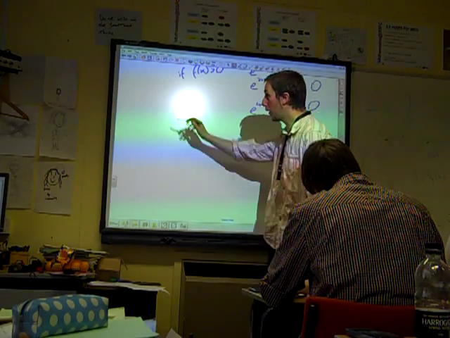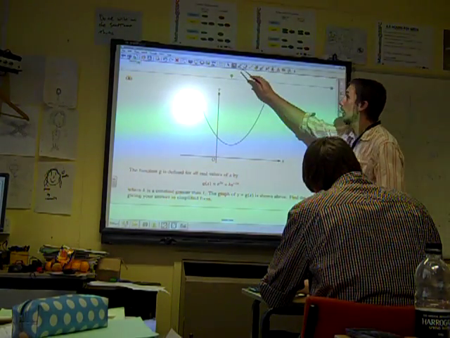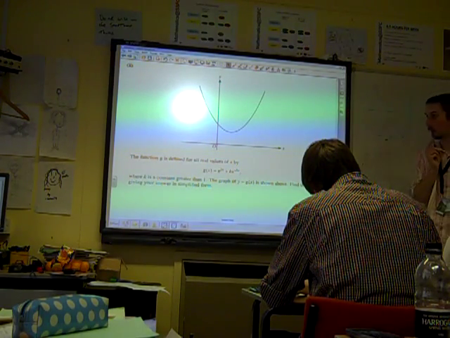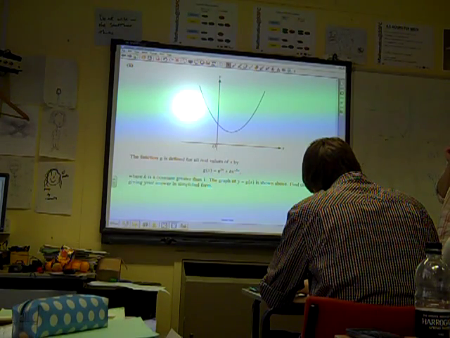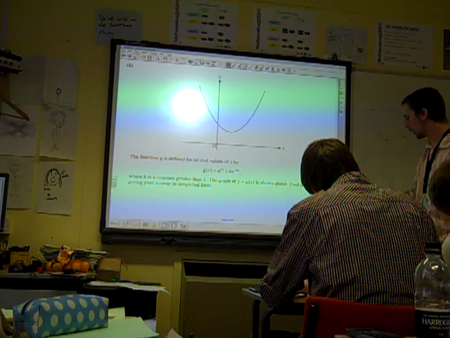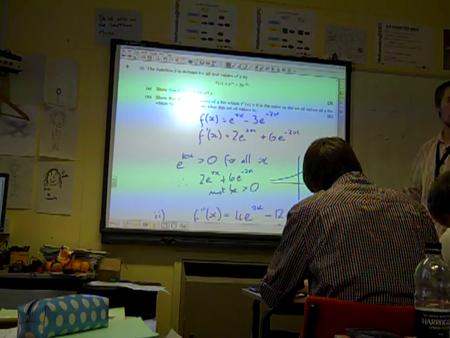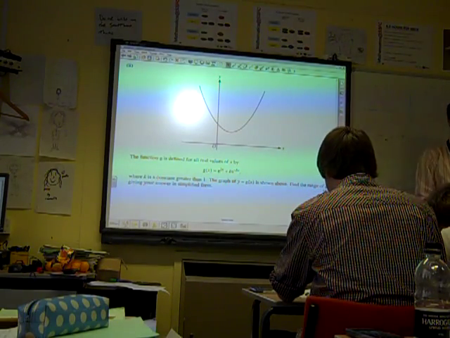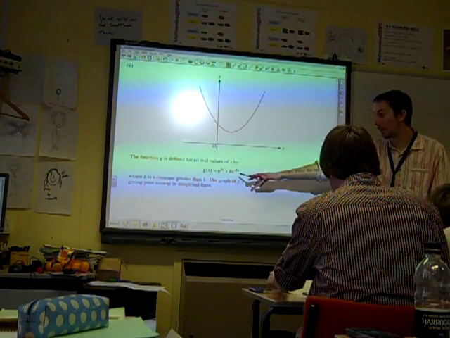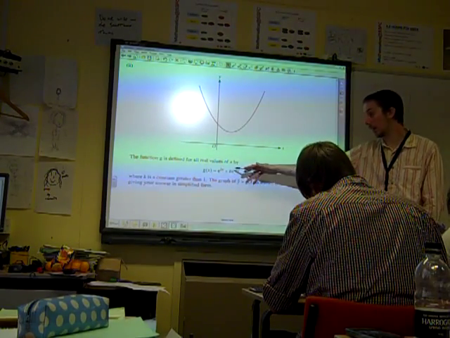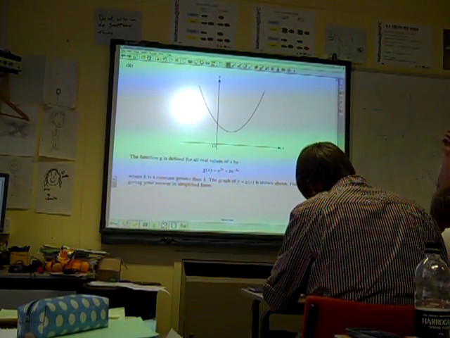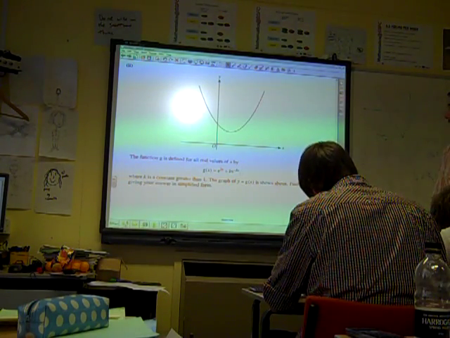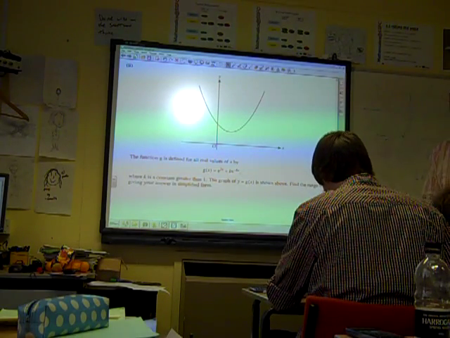Okay, we're on to part two, with powers. The function g is defined for all real values of x by g(x) = e to the 2x plus k e to the minus 2x. Hang on, was there a link between what we just did? We just did e to the 2x minus 3 e to the minus 2x. It's the same, but instead of minus 3, it's got k in there, where k is a constant greater than 1. The graph is shown above. Find the range of g, giving your answer in simplified form.